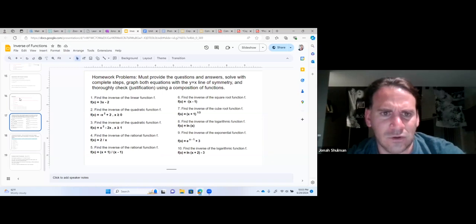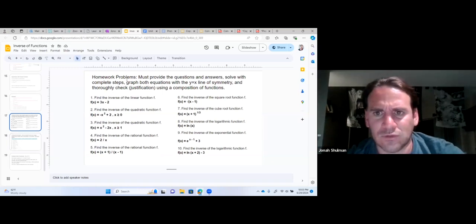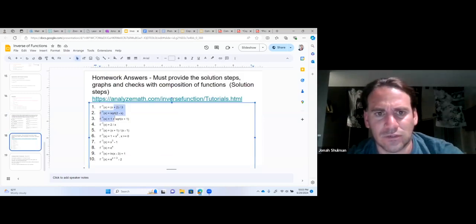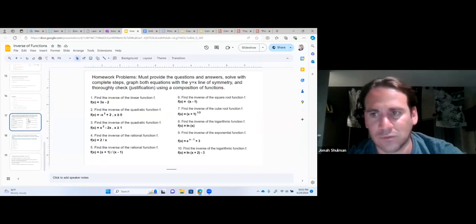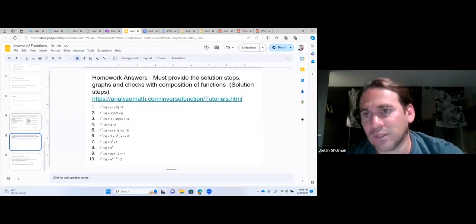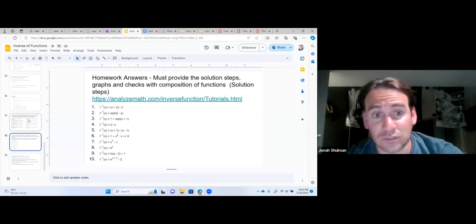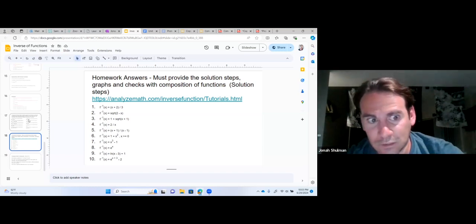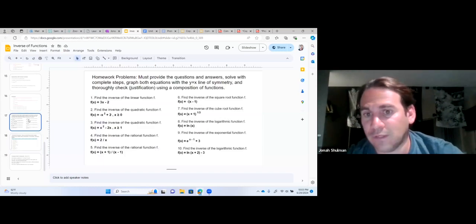Yeah, so this is the homework. So they have to do the steps and the graphing, but the only way that I'd accept it is with the answers. And I have the answers here. So not only do they have the homework problems, but also the answers. I'm really big on giving the students the answers to the problem, and their job is to fill in all the steps in between. I don't want them to not know if they got it right or wrong by the end.